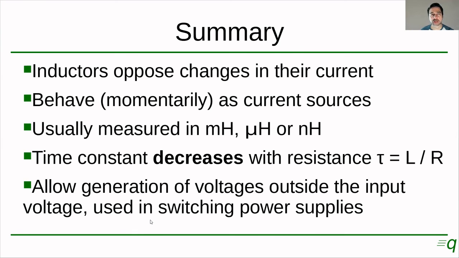So to summarize what we saw today, inductors are two-terminal devices that oppose changes in their current, so they behave momentarily as current sources. So if you have a current flowing through an inductor, that's not going to change instantaneously, but it's going to keep that current flowing for a while, depending on the circuit. They are usually measured in microhenries, millihenries, or nanohenries, right? Because 1 Henry is a very high unit of inductance. And the time constant decreases with resistance, and this is opposed to what we had in capacitors.